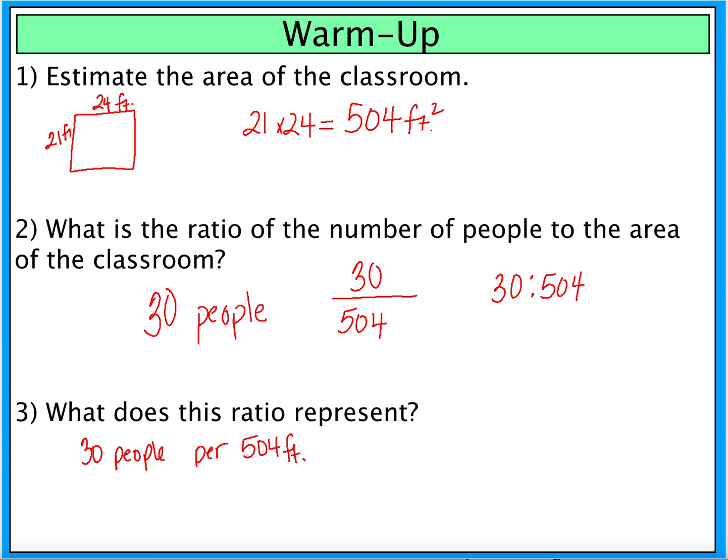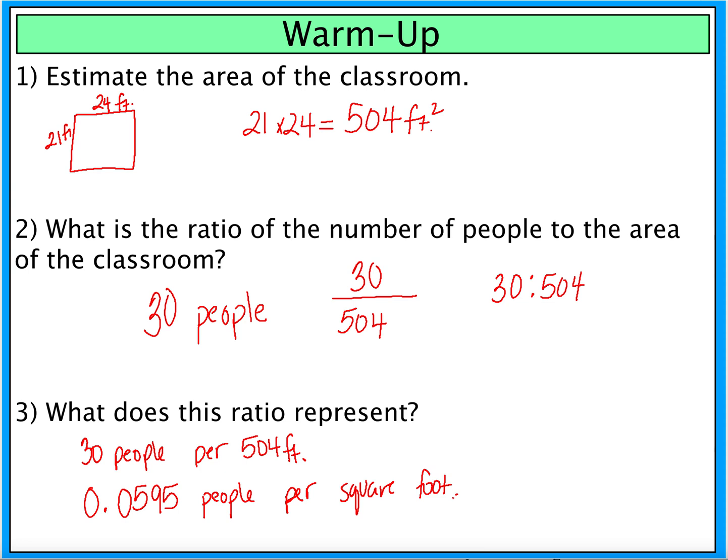Feet squared. And if I simplify that, if I do 30 divided by 504, I get 0.05, it's actually 0.0595. And that would be people per square foot. Now that's kind of weird. How can you have 0.0595 people per square foot?